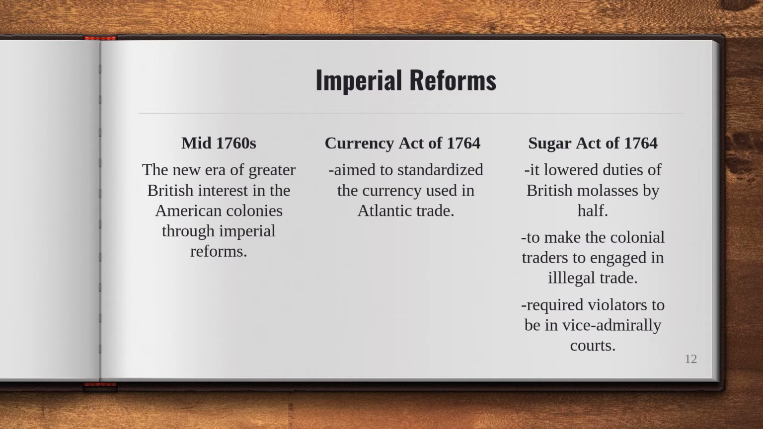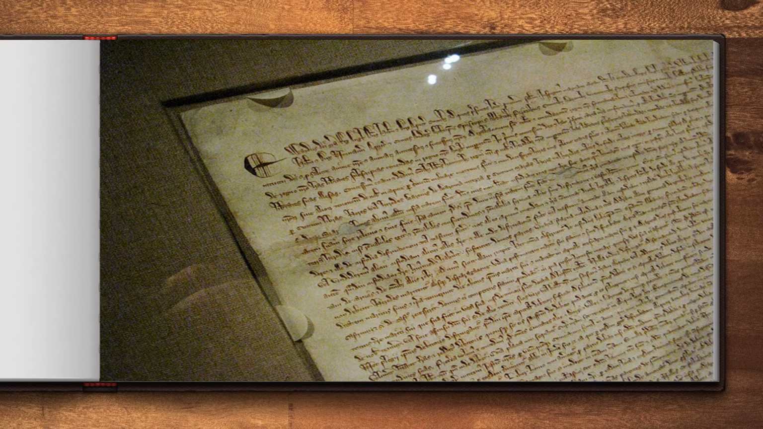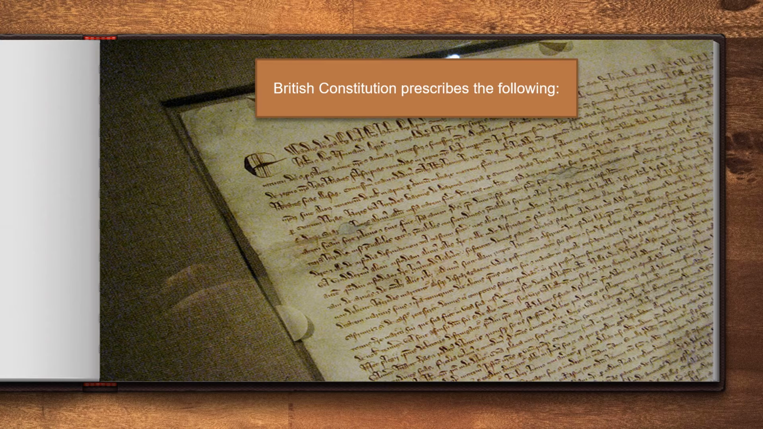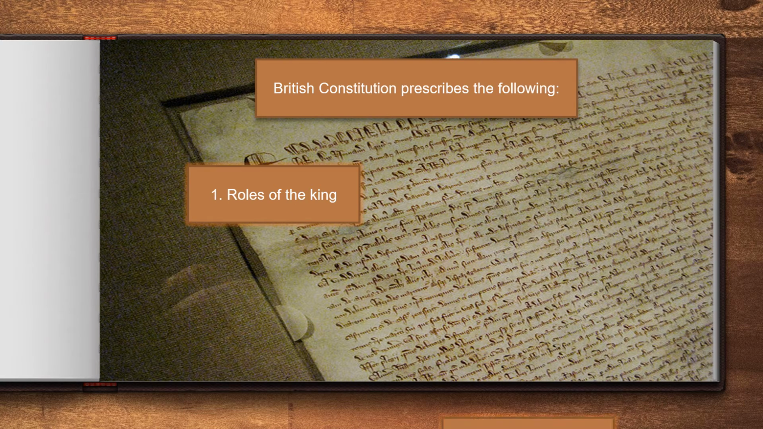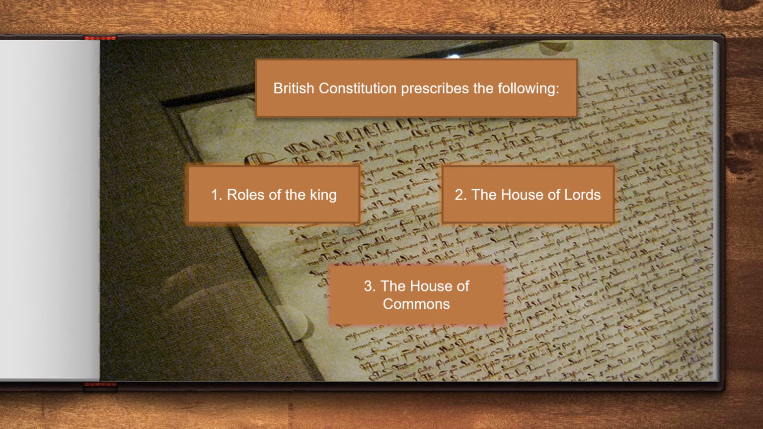Third, this act required violators to be tried in vice admiralty courts, wherein they settle disputes that occurred at sea, operated without juries. Let's go to the British Constitution. It prescribes the roles of the King, the House of Lords, and the House of Commons. Every entity provided a balance, lalo na sa mga posibilidad na maaaring mangyari. For example, if ever the king had too much power, tyranny would be the result of this.